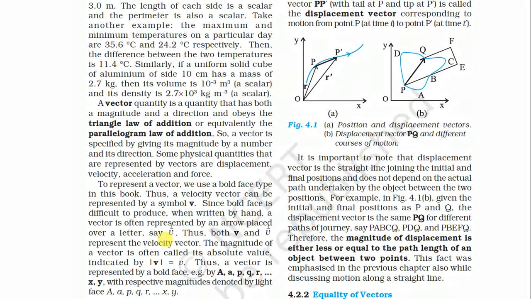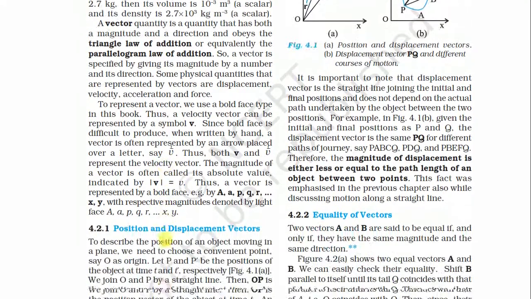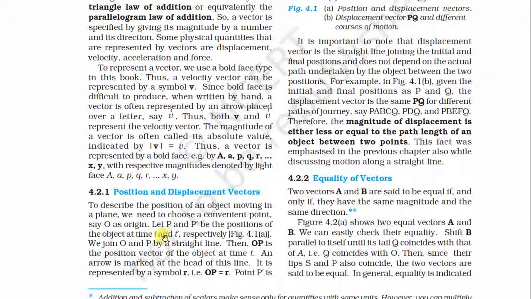The magnitude of a vector is called its absolute value, indicated by the modulus of V, which equals small v. Thus a vector is represented by a bold face letter such as a, A, P, Q, R, X, Y, with its magnitude denoted by the light face. Okay, so that is our topic.